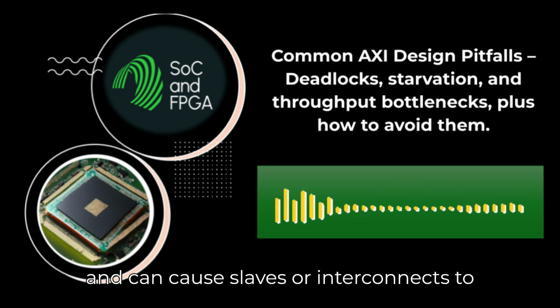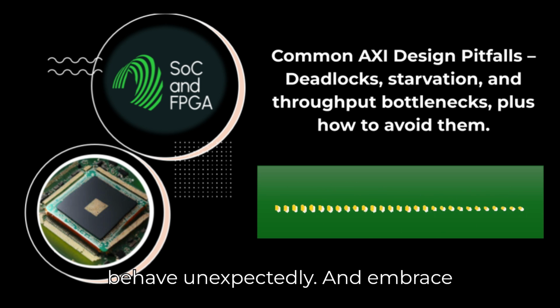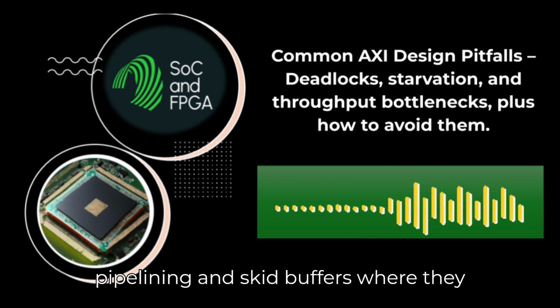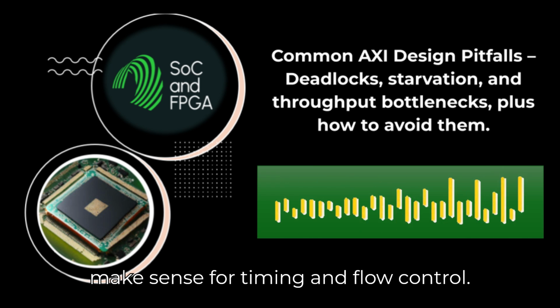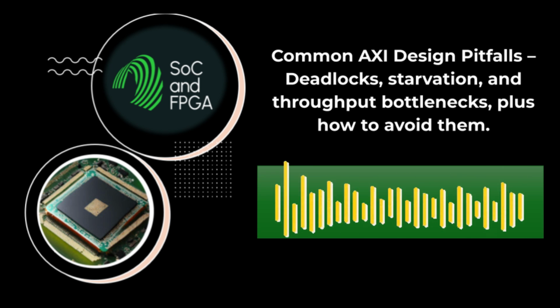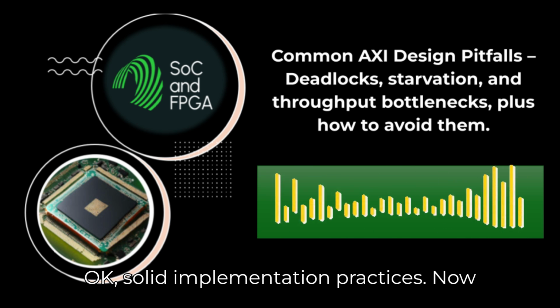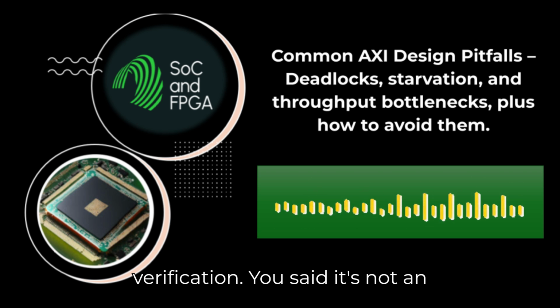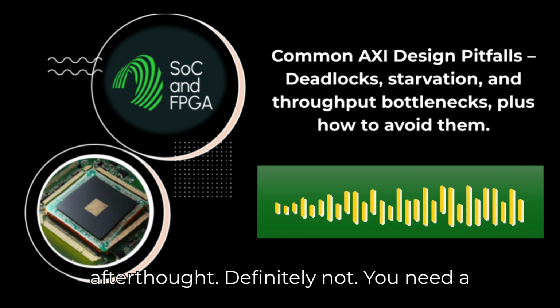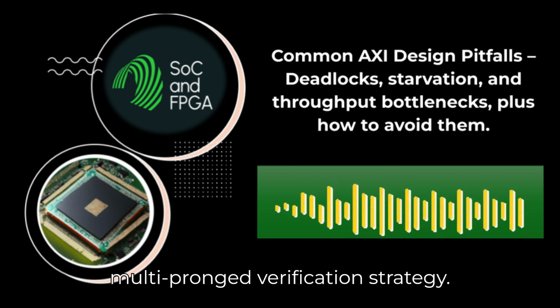That trips people up and can cause slaves or interconnects to behave unexpectedly. And embrace pipelining and skid buffers where they make sense for timing and flow control. Okay, solid implementation practices. Now, verification. You said it's not an afterthought. Definitely not. You need a multi-pronged verification strategy.